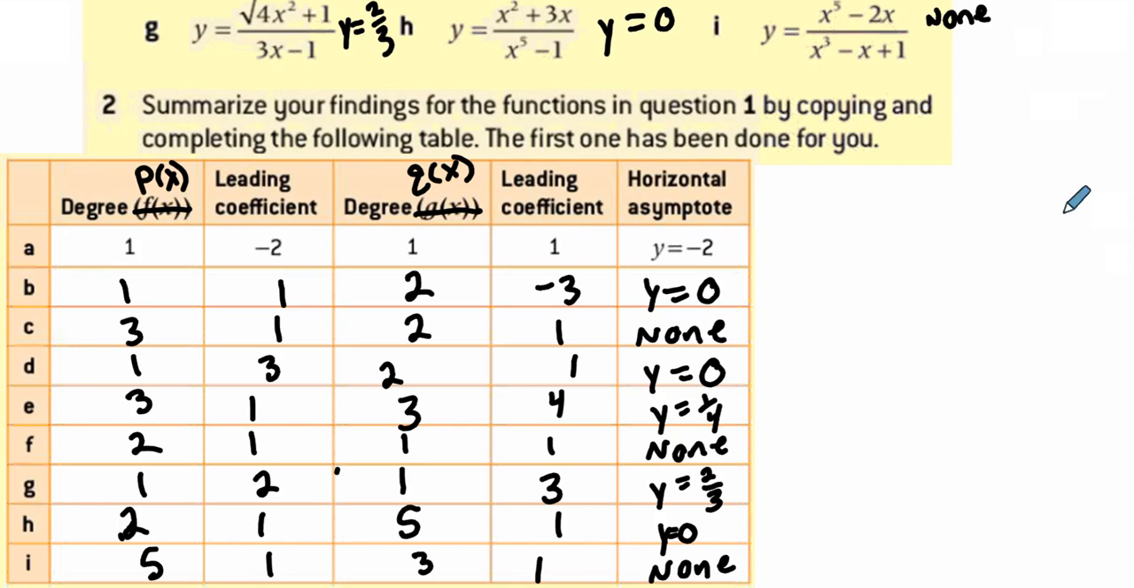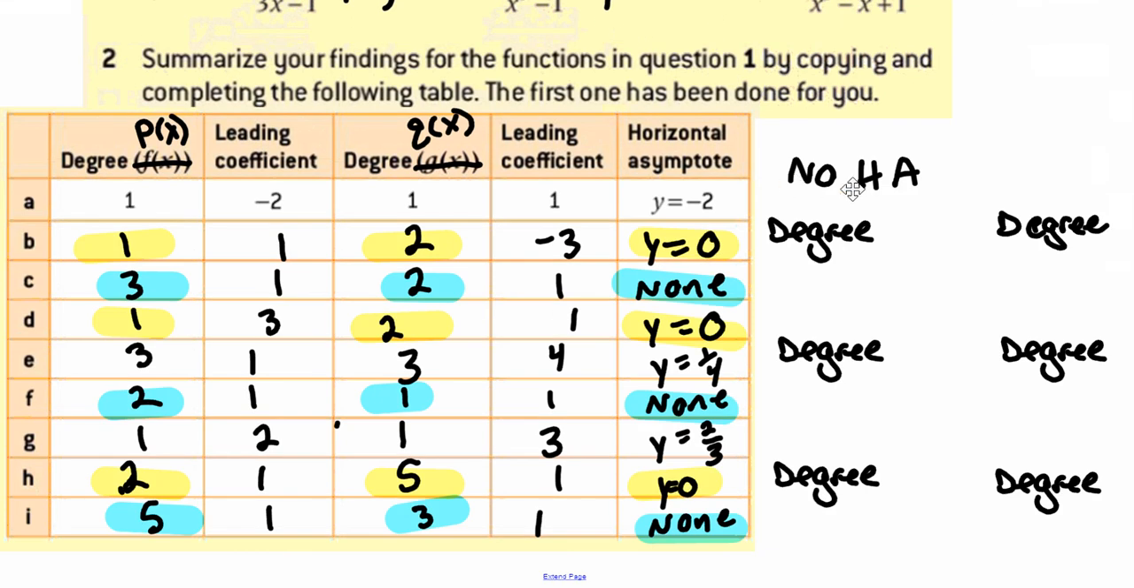So here is the filled in table. Hopefully I copied all the stuff in there right. Now I want you to analyze what you notice about the degree of P and the degree of Q and what happens with your horizontal asymptote. So look at the degree of P, look at the degree of Q, and figure out how you can use those to figure out where your horizontal asymptote is.